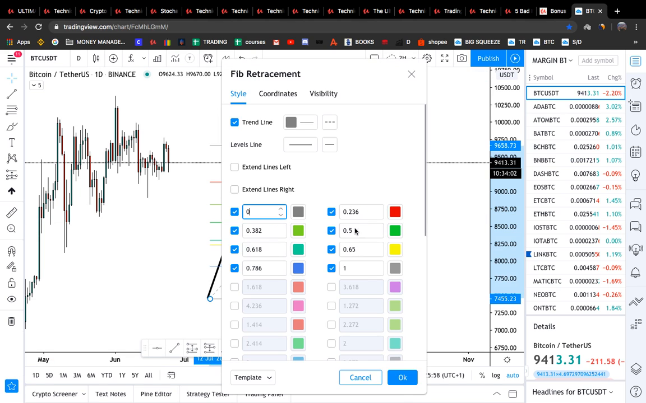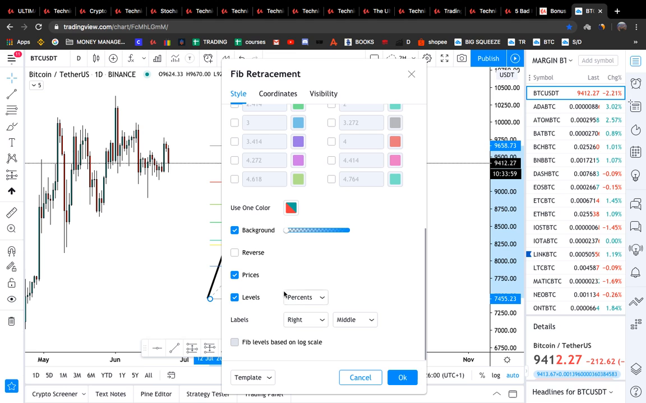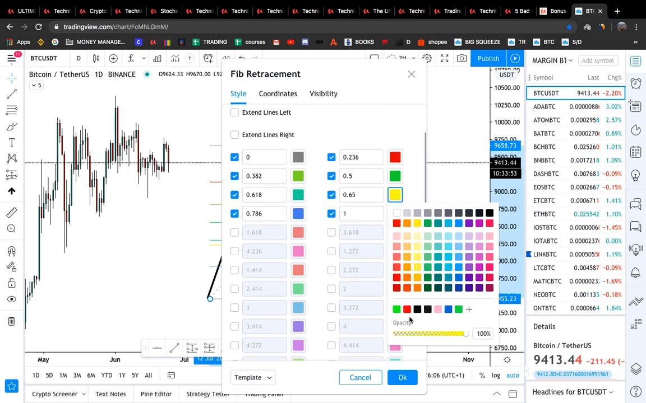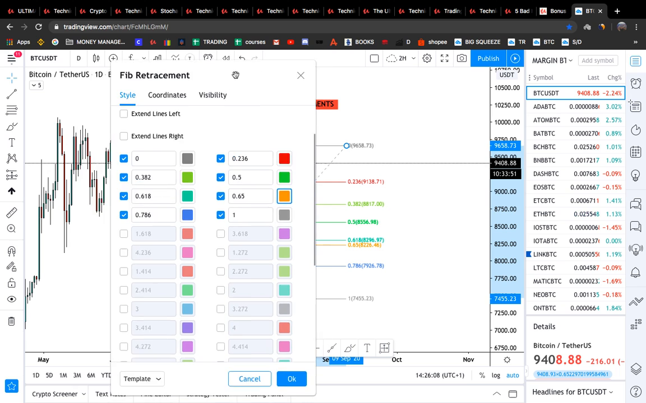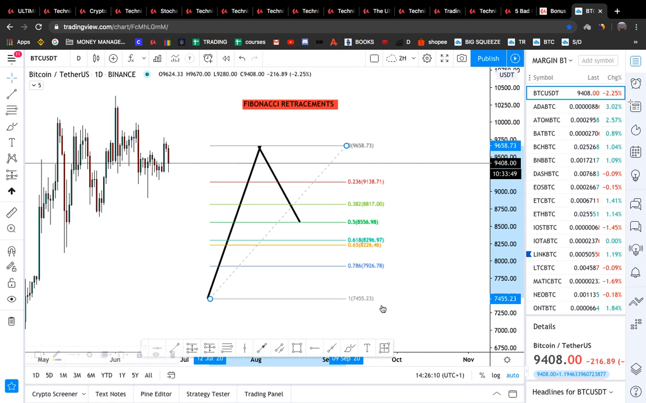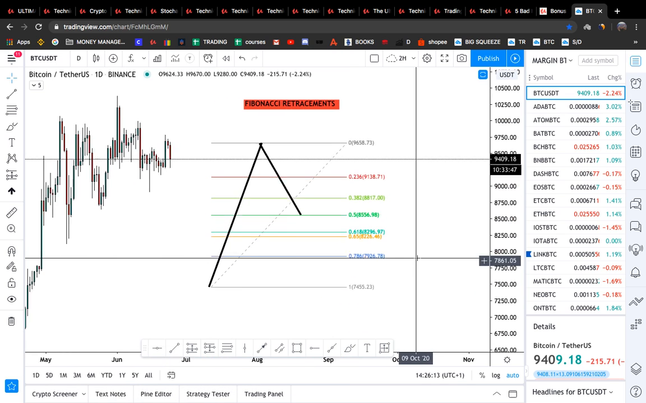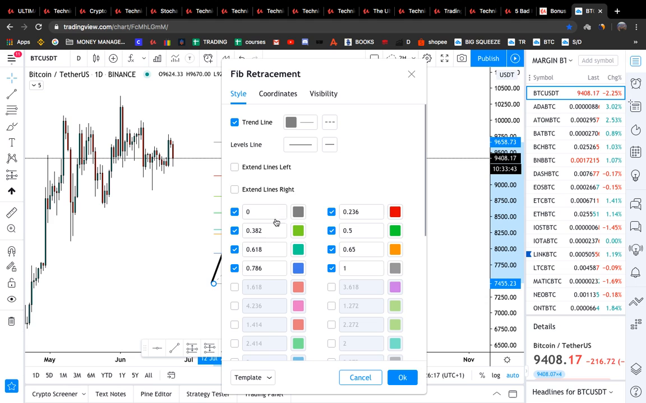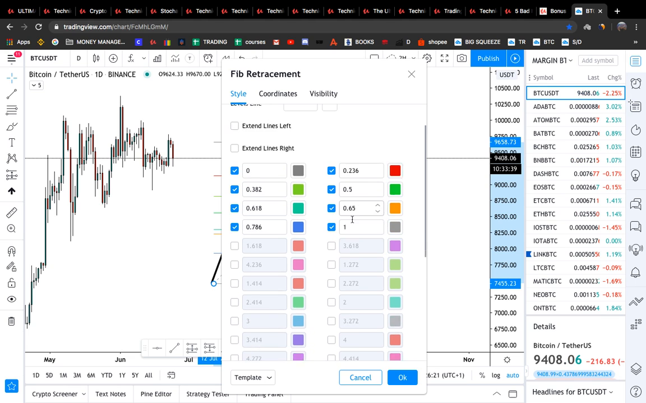Now, first thing I'm gonna do is switch it to values because that's how I like it. And the next thing I'm gonna do, I'm gonna change this color just like that, so it will be more noticeable. How can you add levels? Because originally in this tool you cannot find this 0.65 level, right? I added it. You can add it from here.